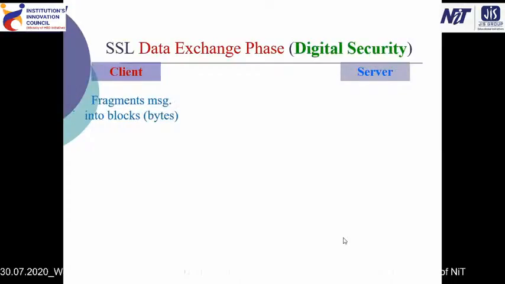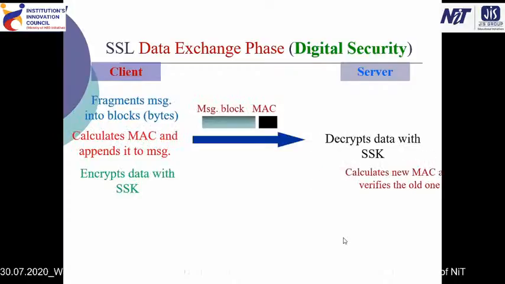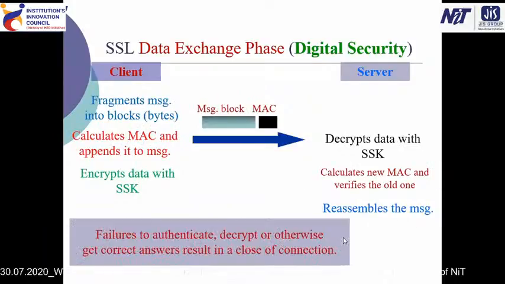This is the client and server. Suppose the client is here, the bank customer, and the server is the bank server. The message is fragmented into blocks, bytes, with the MAC binding. This is the discrete data with the SSL, and this is the calculated MAC, and here is the message encrypted with SSL. Failure to authenticate results in a closed connection. For a banking system, the OTP must never be shared with others.